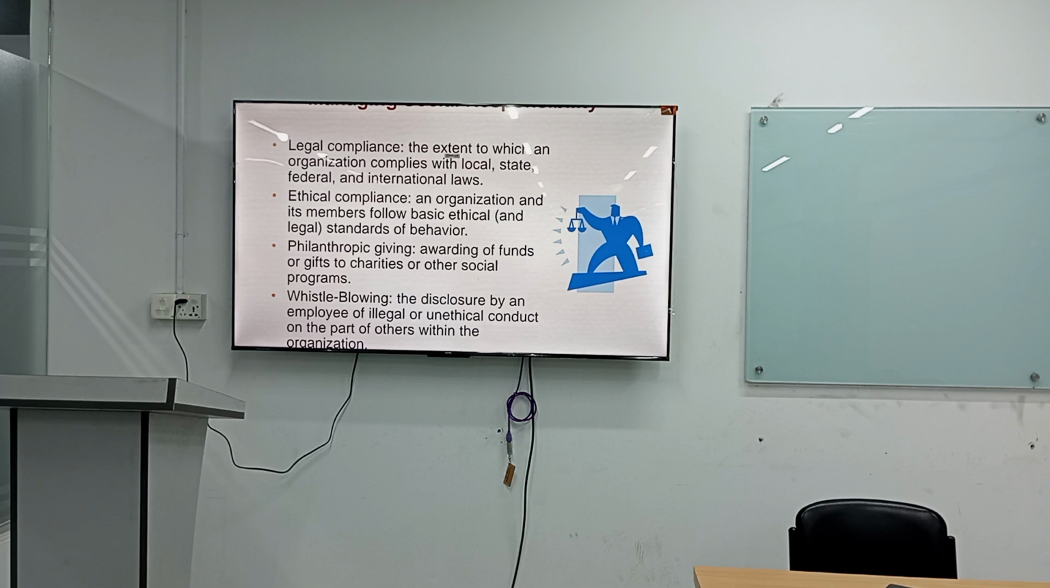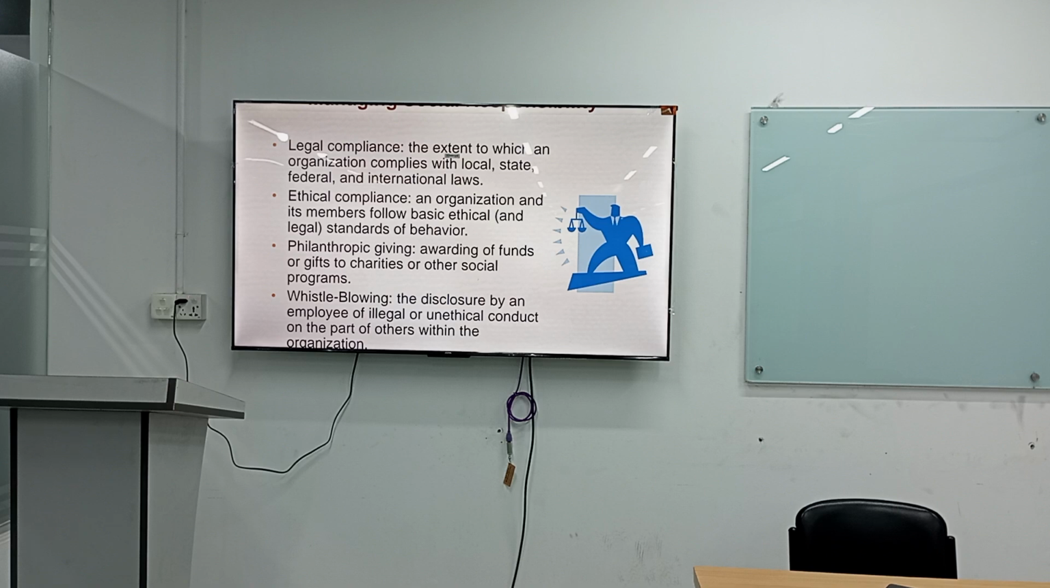Managing social responsibilities. Legal compliance: the extent to which an organization complies with local, state, federal and international law. Ethical compliance: an organization and its members follow basic ethical standards of behavior. Philanthropic giving: awarding funds, giving to charity and other social programs. Whistleblowing is when something is being done wrong and people raise it: the disclosure by an employee of illegal or unethical conduct on the part of others within the organization.